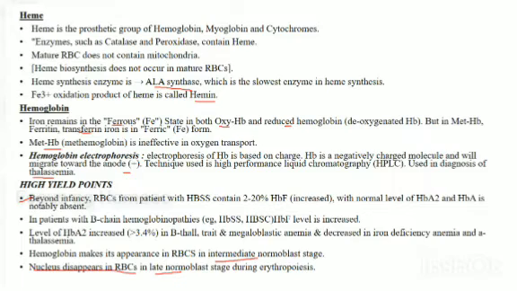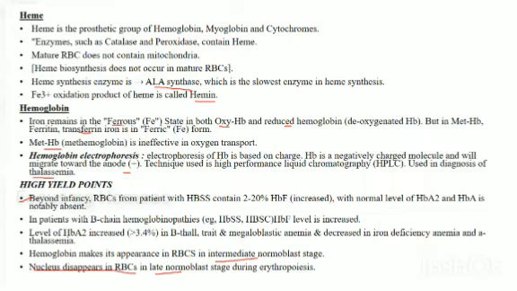About heme, it is a prosthetic group of hemoglobin, myoglobin, and cytochromes. It is tetrapyrrole with the iron. Iron is in the ferrous form and is located in the middle ring. Mature RBCs here do not contain mitochondria, that is earlier told, so no ATP is produced in these RBCs. They use anaerobic glycolysis for metabolism.